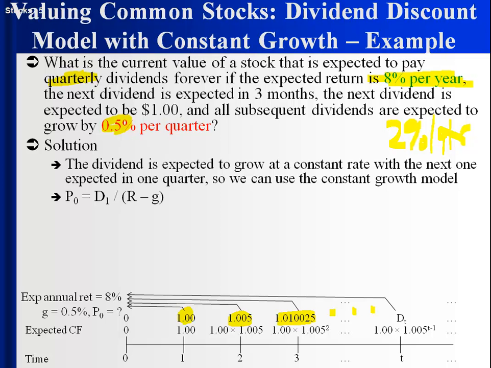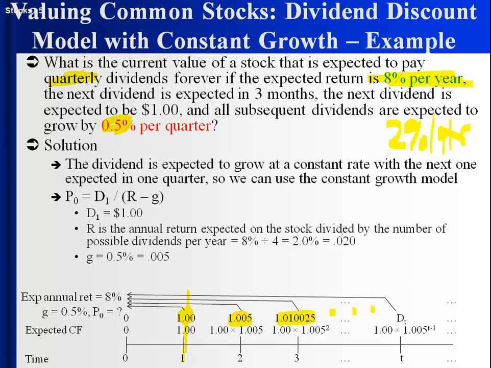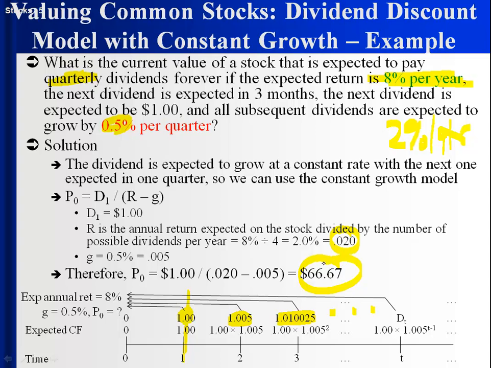Well, we can apply our model because here we are, $1 in one period, after that growth by 0.5%. As noted, it's 8% per year, so you need 2% for each quarter. What's the value of the stock? $66.67. $1 divided by R minus G. R is 8% per year, 2% per quarter, G is 0.5%, so 66.67.